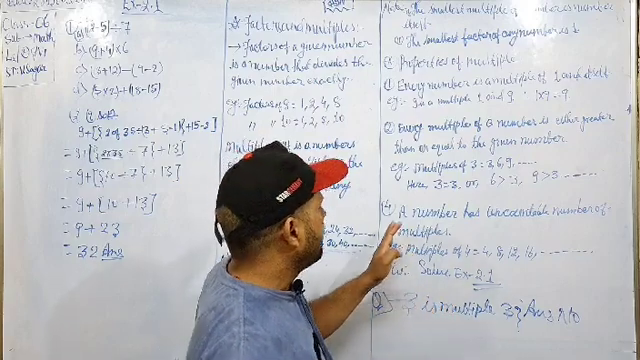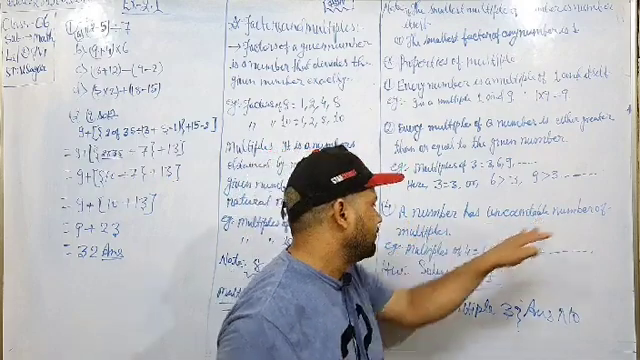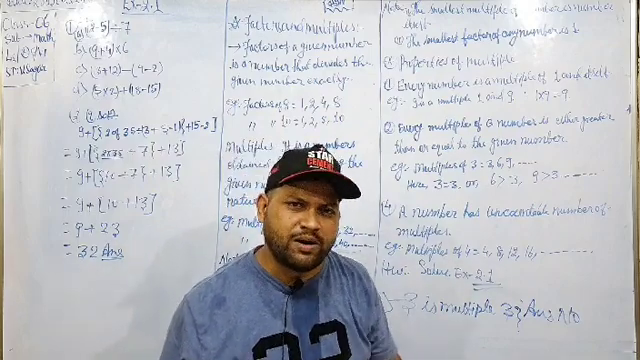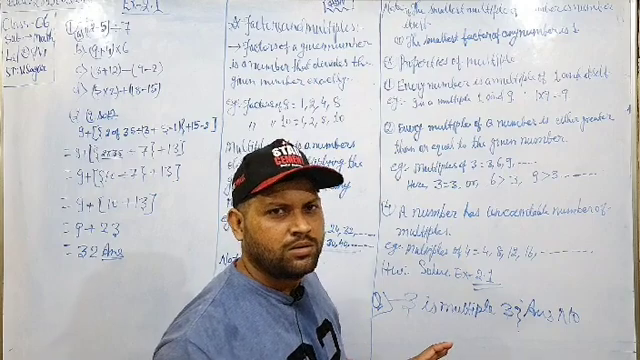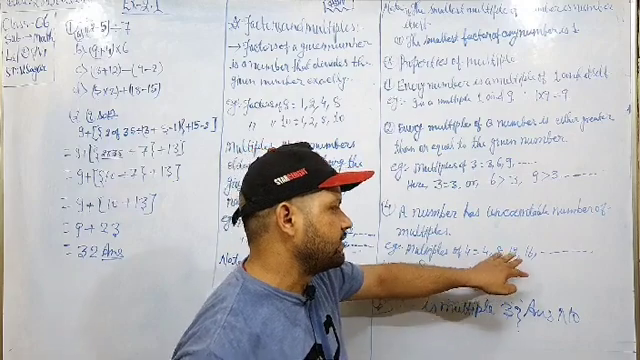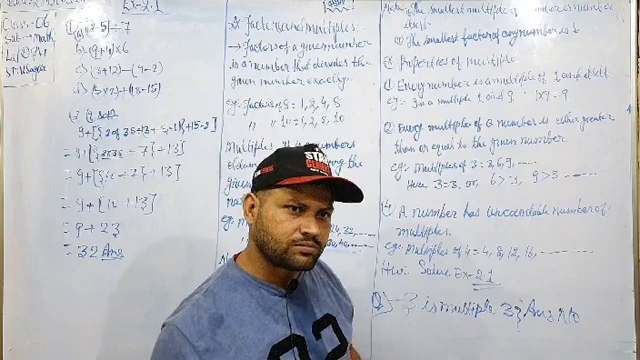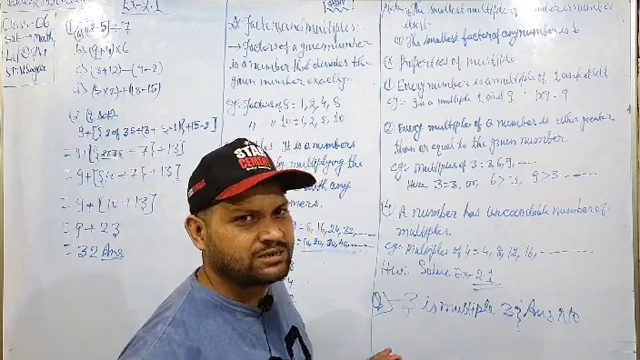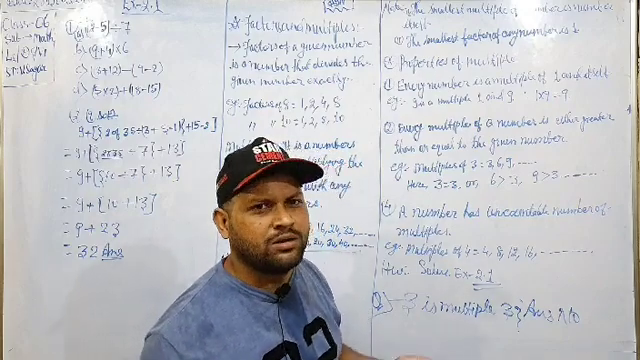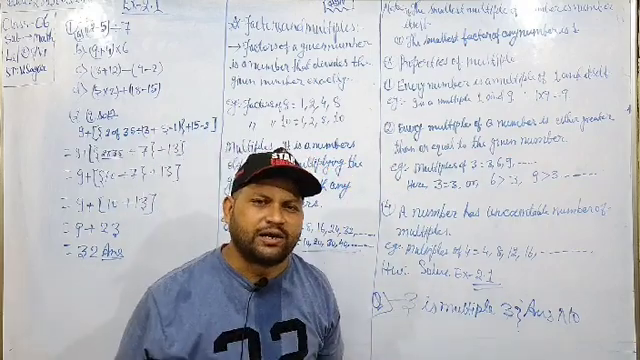And the fourth property is that a number has uncountable multiples. An infinite number of multiples can be found for any number. For example, multiples of 4 are 4, 8, 12, 16 and so on. 4,000, 8,000, etc. 4 lakhs, 8 lakhs, 4 crore, 8 crores and so on. Whatever you can calculate. So this is the explanation about factors and multiples.